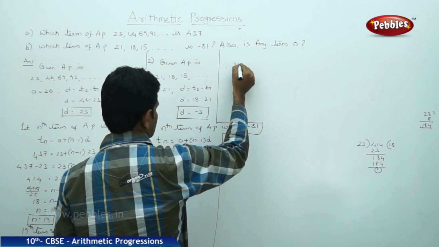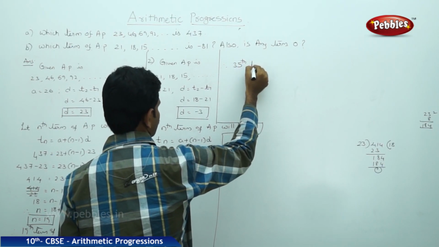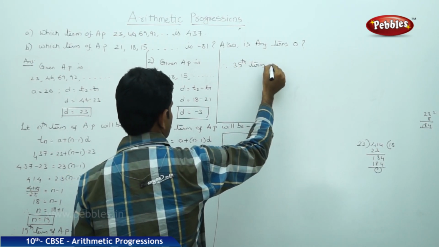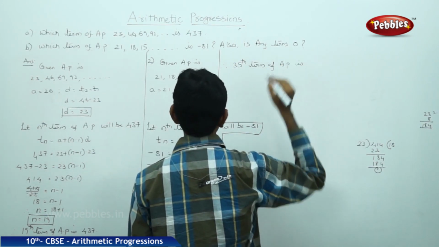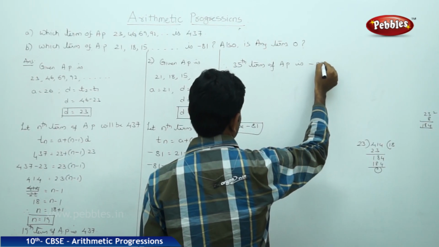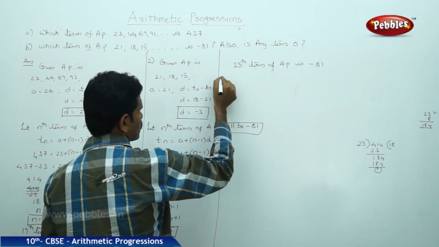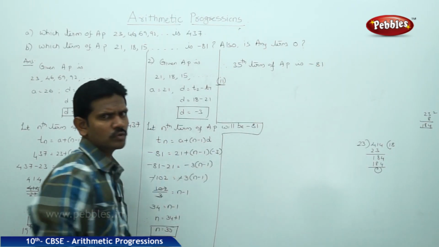Therefore, the 35th term of the AP is minus 81. Case 1 is over. Now case 2, there is a connected question we have to consider.